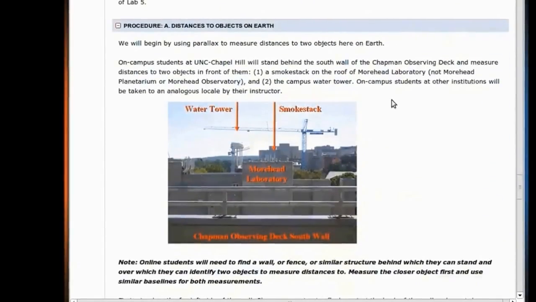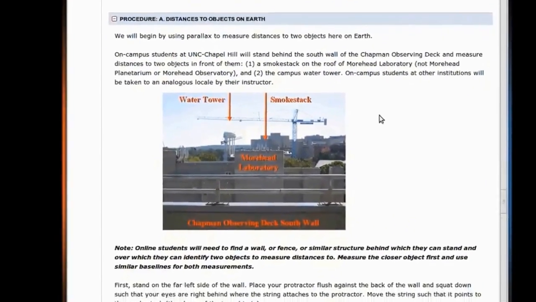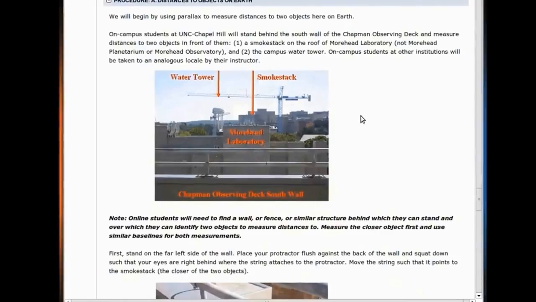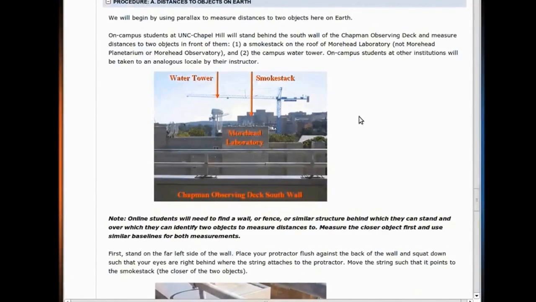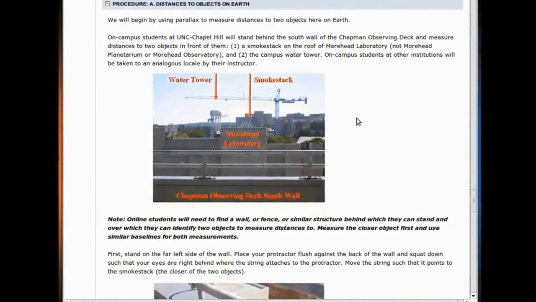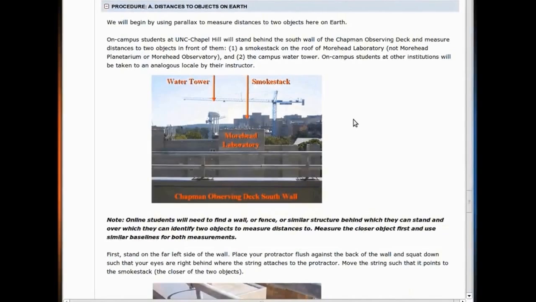Now, how are we going to do this here on Earth? Well, here on Earth, if you're in lab at UNC, we actually have a fairly straightforward procedure with a couple of objects that we know the distances to, and you'll be taking some observations from the top of Chapman Hall on the observing deck. And so what we're going to do is stand at this rail up on the observing deck, and take one observation from the far left-hand side on the roof, and one observation from the far right-hand side on the roof.